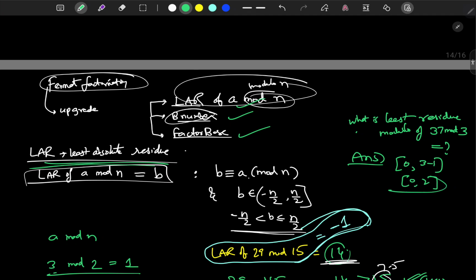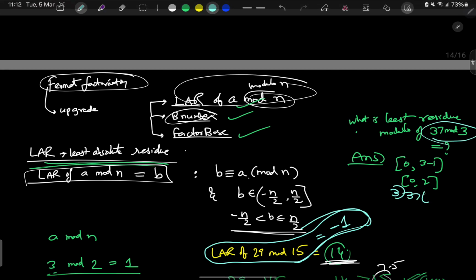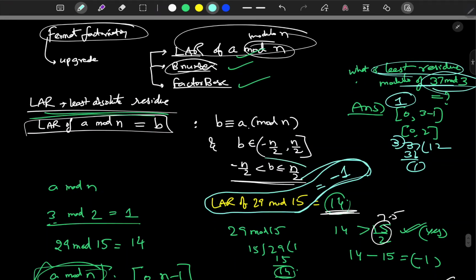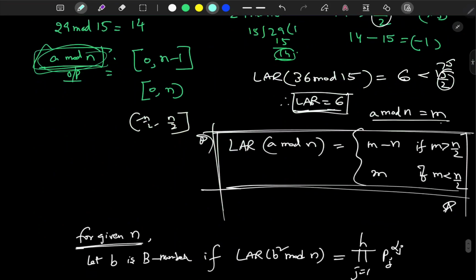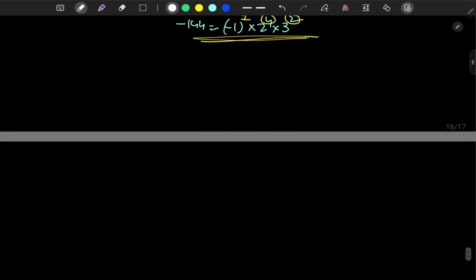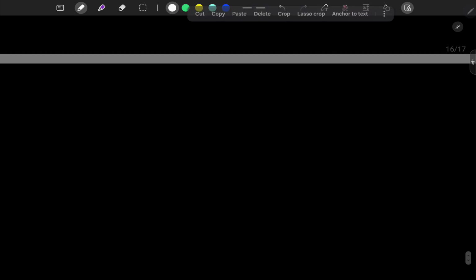I mean, okay, you got my point. This is nothing but whatever you know already. This is basics only: 37 mod 3 is the remainder when you divide it by 3. 12 times 3 is 36, so the answer will be 1. So least residue means nothing but a normal answer. Least absolute residue means it should be in the range of minus n by 2 to n by 2. For that it's nothing but this formula. Okay, that's it, bro.